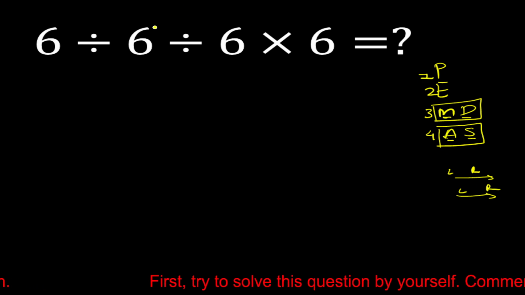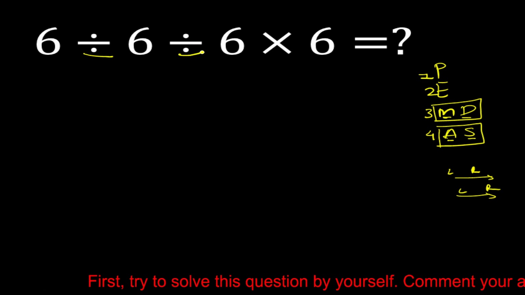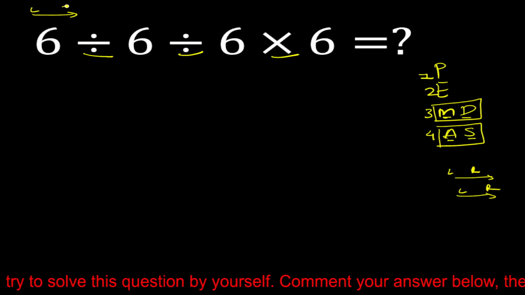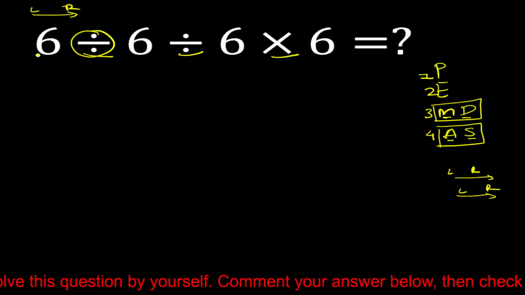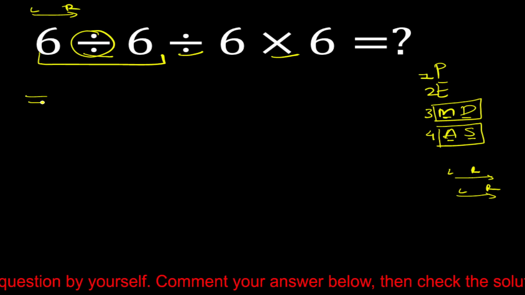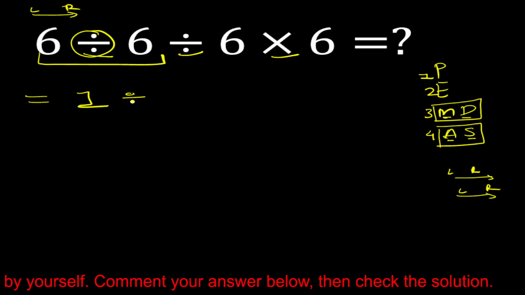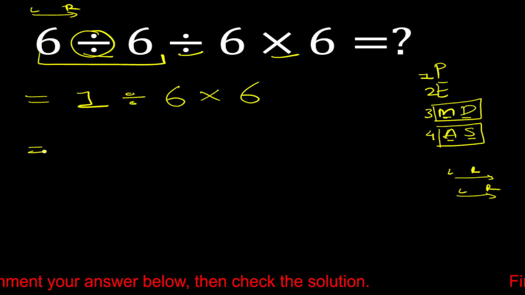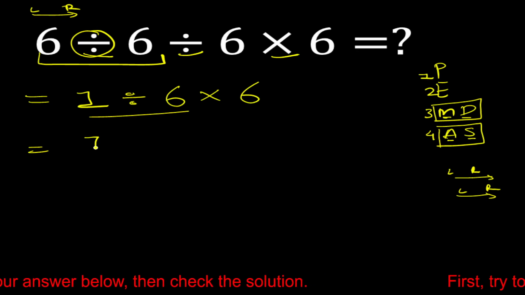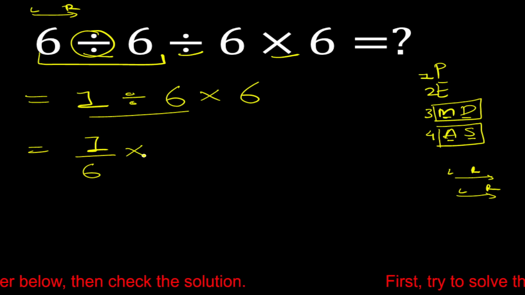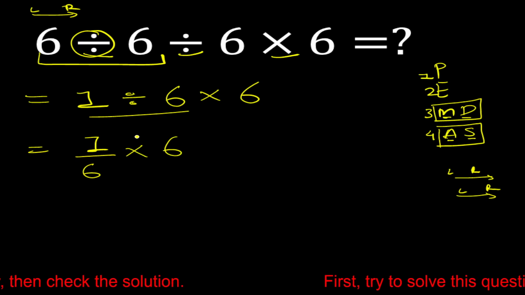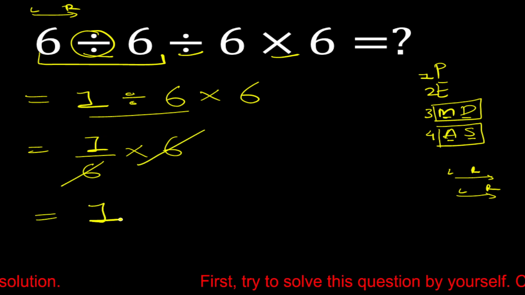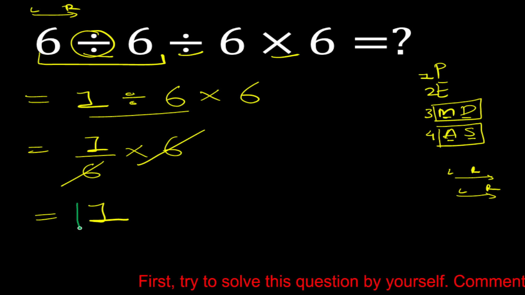So here is one division, here also is division, and here is multiplication. All have equal priority, so we have to solve it from left to right. So first we have to solve this division. 6 divided by 6 is equal to 1. Then divide 6, multiply 6. Now 1 divided by 6 can be written as 1 upon 6. Multiply 6. So now cancel this 6 by 6 is equal to 1. So the answer is 1.